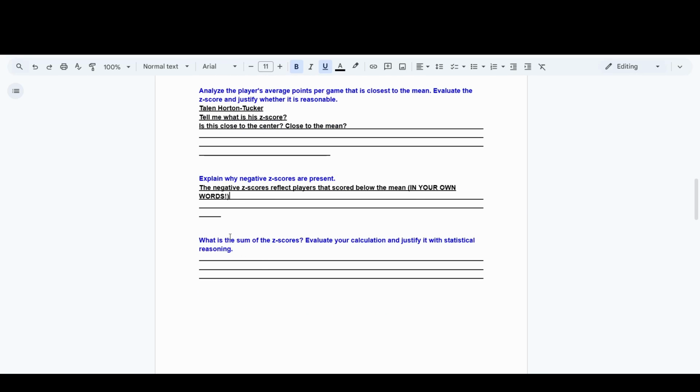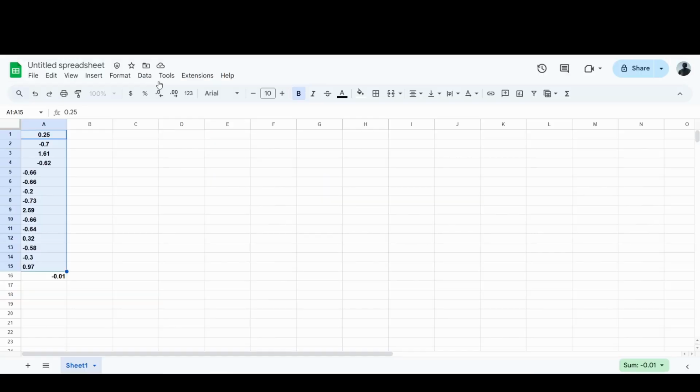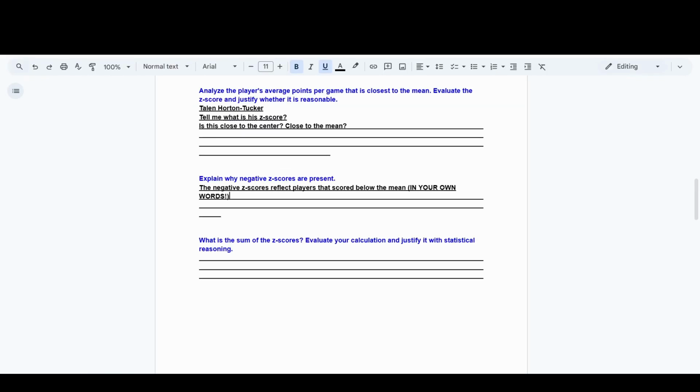What is the sum of the z-scores? So I did that for us here in Sheets. I added them all up. It was a little bit off. We got a small decimal here because of the rounding, but the answer should be 0. It should always be 0. If you add up all the z-scores, this should always be 0. The sum was equal to 0.